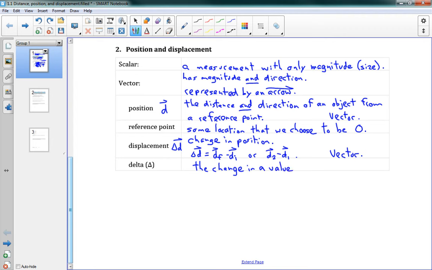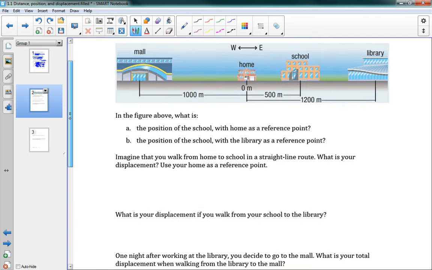Just like we had delta D was the change in position, we could have delta of anything else. For instance, delta x is equal to the final value of x minus the initial value of x. And delta, it's this triangle, it's a Greek character. We use a lot of Greek characters in physics.